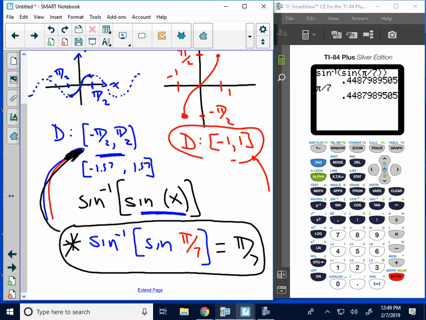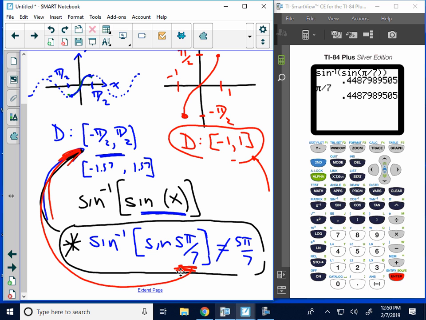On the other hand, if I pick a number outside of that interval, this is not going to be 5 pi over 7. The reason I know that right off the bat is because 5 pi over 7 does not fall in that interval. Half a pi would be like 3.5 pi's over 7. This is 5 pi's over 7, which is more than half of a pi.